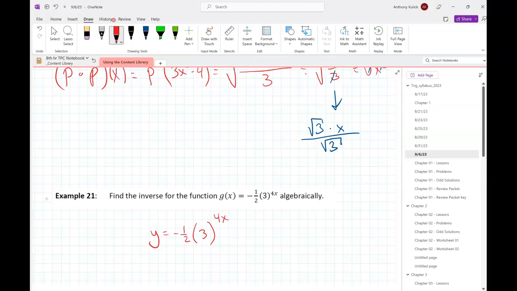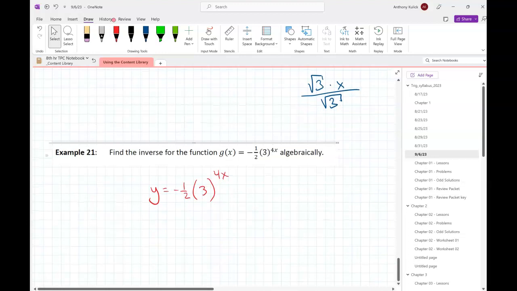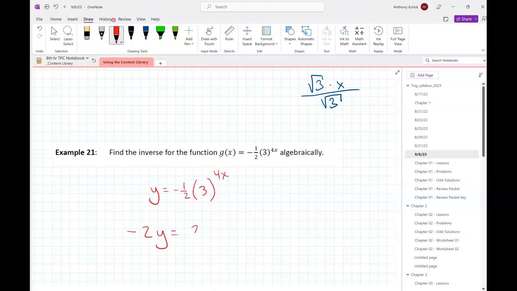Can I multiply the -1/2 and the 3? Important question. Can I do that? No is correct. Again, to multiply two numbers, either the exponents have to be the same. -1/2 has an exponent of 1, 3 has an exponent of 4x, not the same. Or the bases need to be the same. Well, -1/2 is the base and 3 is the base. Those are different bases, so these cannot be multiplied together. So let's get the -1/2 out of there. We'll just multiply both sides by -2. Everybody's okay there?